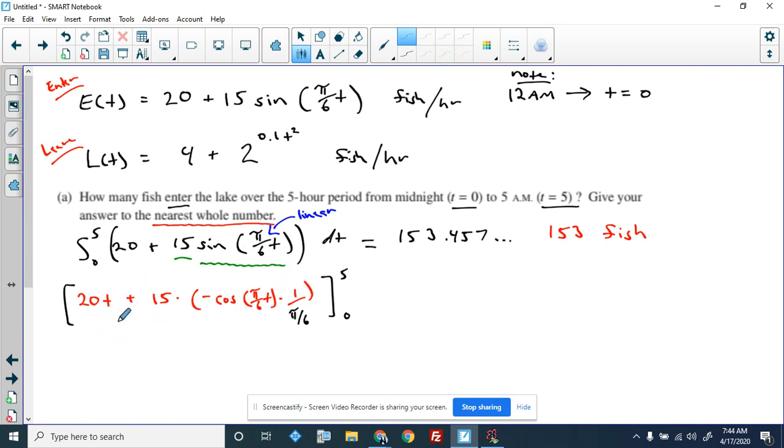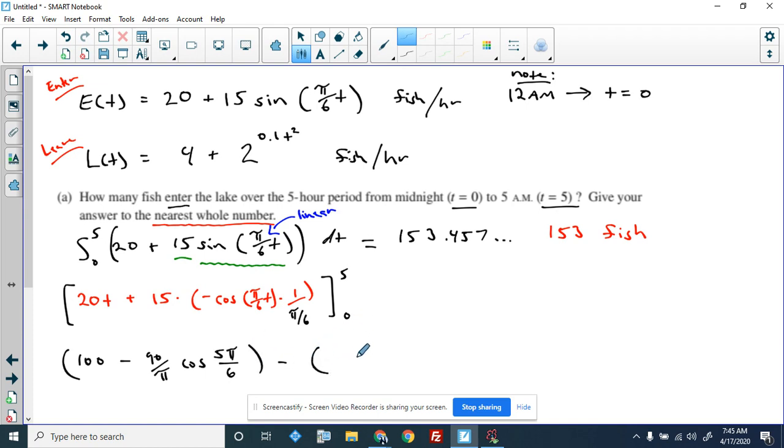So 5 times 20, that's going to be 100, all right? And then this would be minus, right? Minus 1 over pi over 6, right? That's just going to be 6 over pi. So 6 over pi, 6 times 15, that's 90. I'm going to get 90 over pi cosine of, put 5 in here now, that would be 5 pi over 6, okay? So that's what I get when I do f of b.